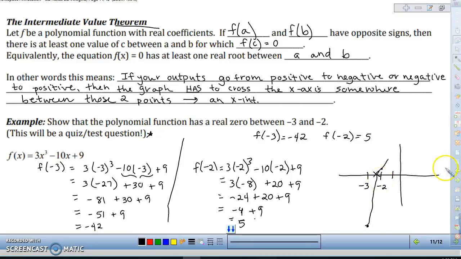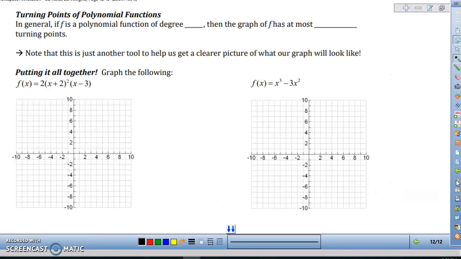All right. Last thing we talk about before we are going to put everything together is turning points. Turning points are actually pretty simple. If a polynomial function has degree n, then the graph has at most n minus 1 turning points. So if you think about a function like x squared, there's a reason that there's only that one singular turning point. X cubed, a lot of times, will look like this. We can only have 2 turning points.